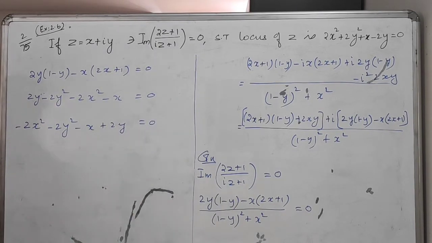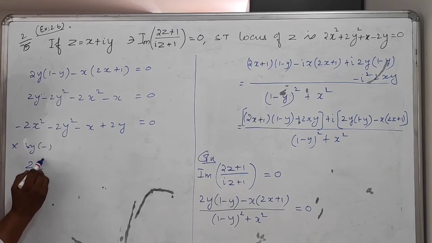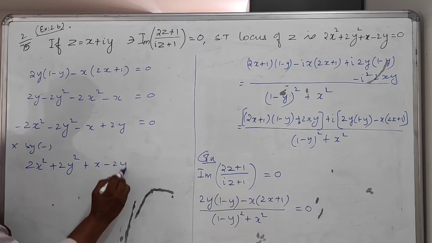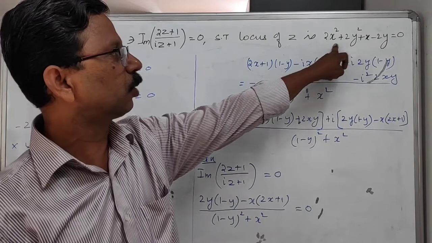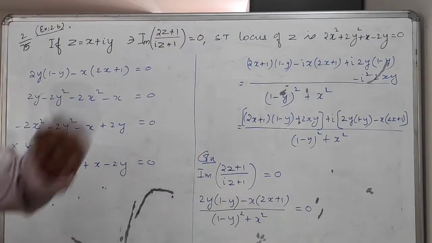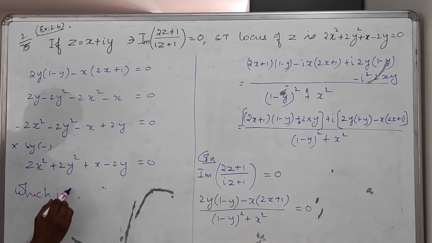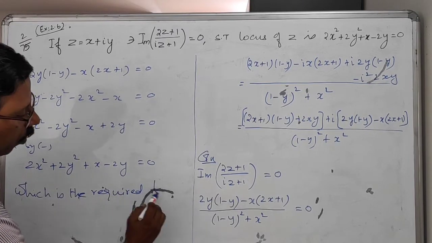But whenever you are writing your equation in the final step, always try to keep the first term positive. Therefore, it is a minus, so you multiply throughout by the minus sign. Therefore, you can get 2x square plus 2y square plus x minus 2y equal to 0, which is the required locus. See here, 2x square plus 2y square plus x minus 2y equal to 0, which is the required locus.